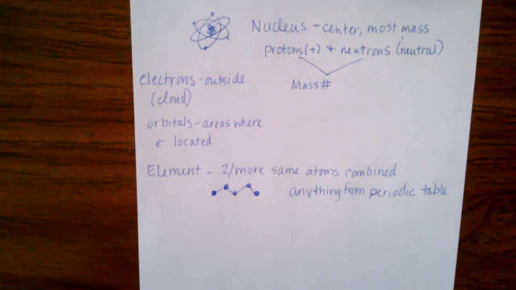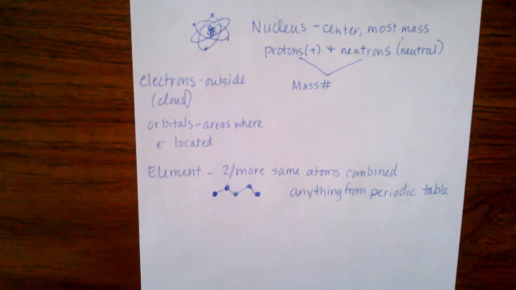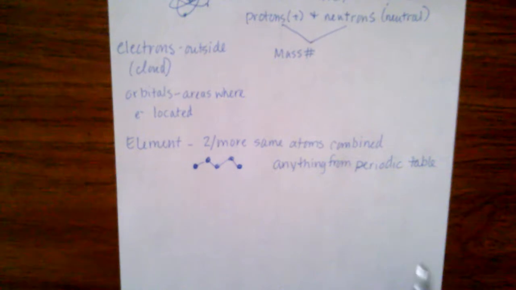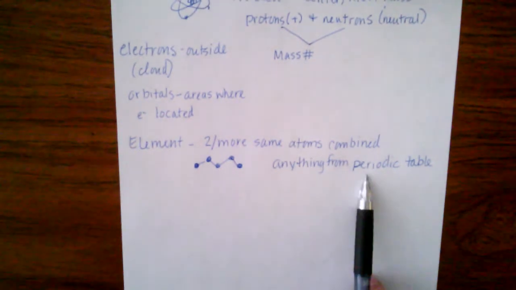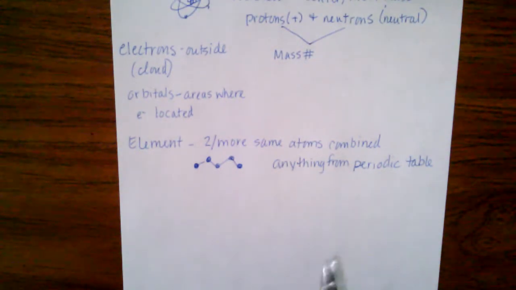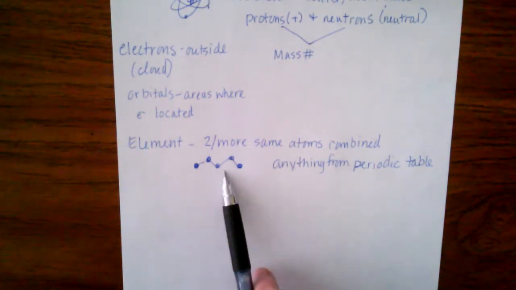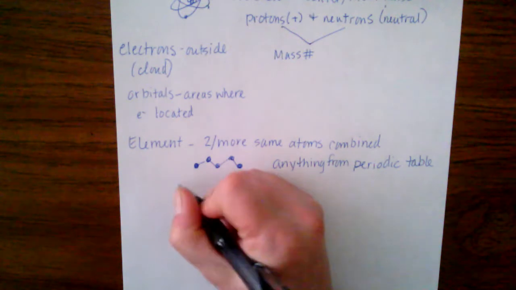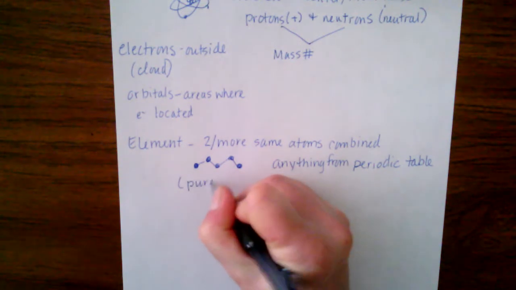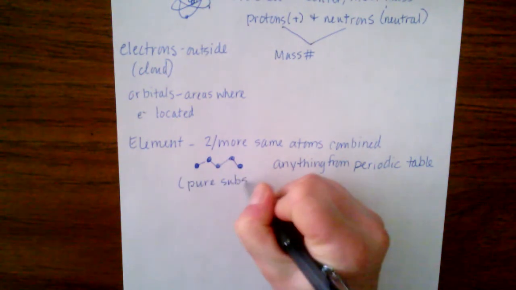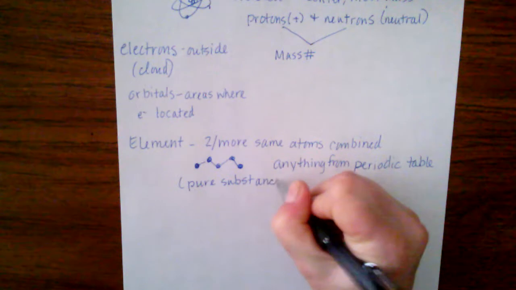Elements also have the characteristics, and they are from the periodic table. Just remember, anything on the periodic table is an element. Elements are a pure substance, so it doesn't have anything else mixed in with it.